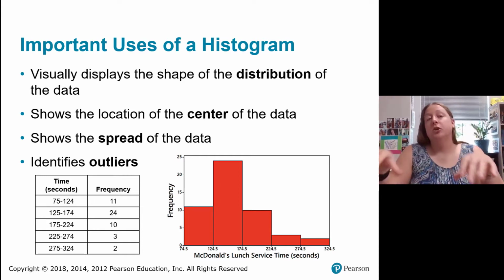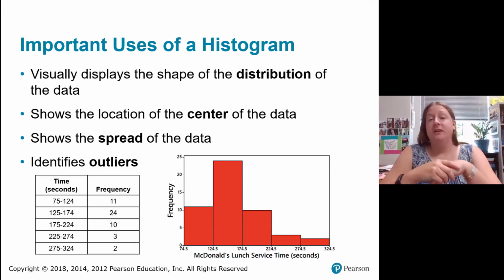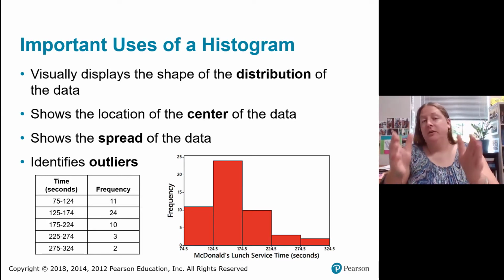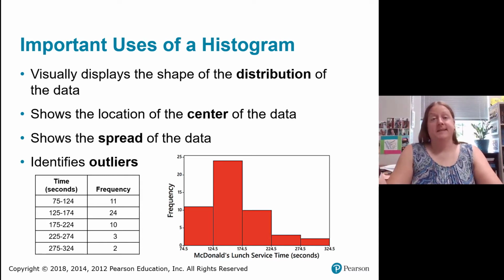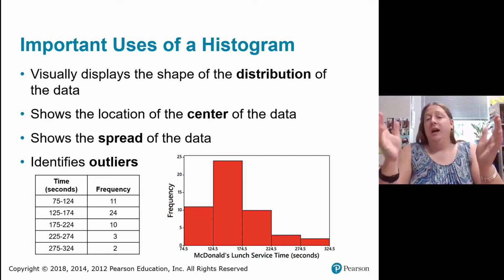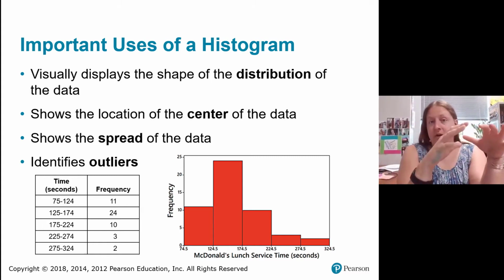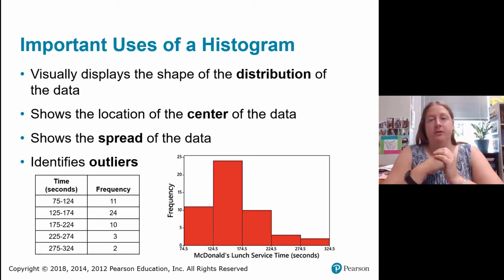They also show us the location of the center of the data. With just a glance, we can ballpark eyeball where the center of the data is and look on the horizontal axis to determine what that value is. They also show us the spread of the data. They show us where it starts and where it ends, and how spaced out it is, how clumped towards the center it is. And we can, again, read these values right off of the horizontal axis. And finally, it identifies outliers. If we have outliers, there will be gaps between most of our data and that outlier value.